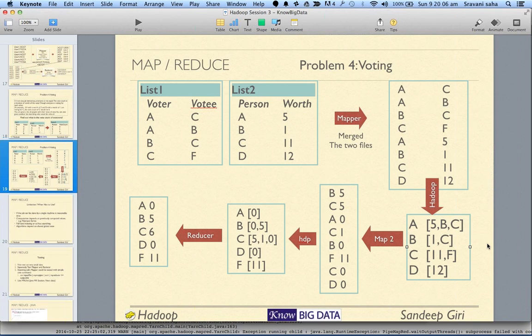Perfect. So we were able to do a complex problem. We were able to join two tables. First we joined these two tables, then we did a group by and we got the value. So this is how, just based on a simple paradigm of key values, you could do join, you could do group by, you could do filter in future, and you could do almost everything, right?